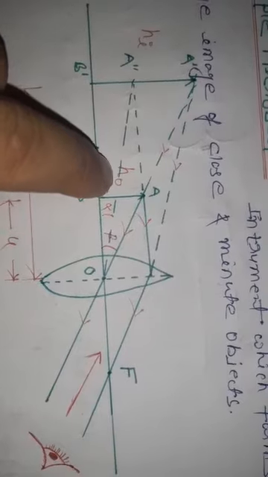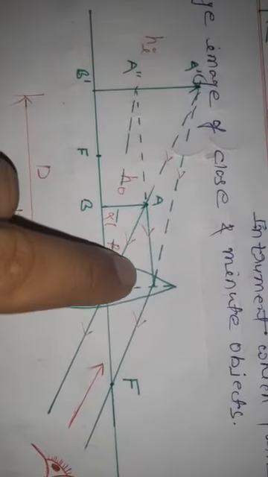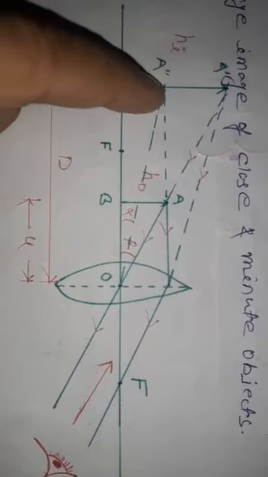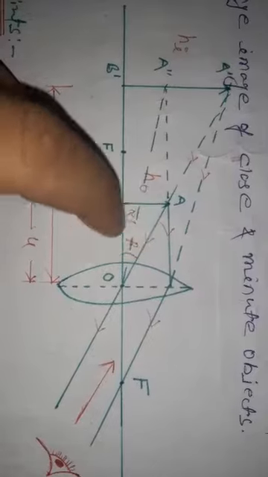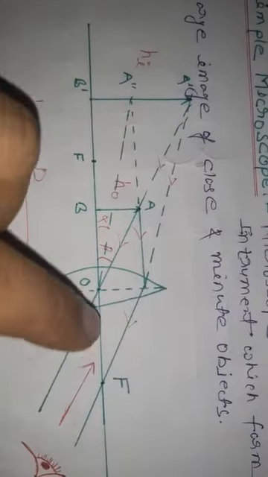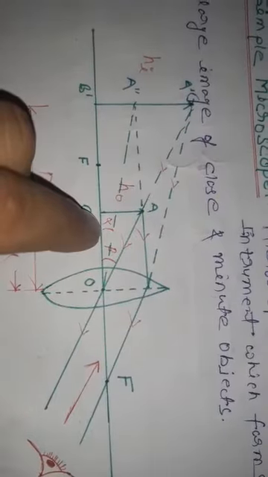Say the height of the object is HO and the height of the image is HI. The angle subtended by this image will be beta, and the angle subtended by this object will be alpha. From these two triangles we have to calculate the values of the angles beta and alpha. So case number one, when the image is formed at the near point, your magnifying power m equals beta upon alpha.